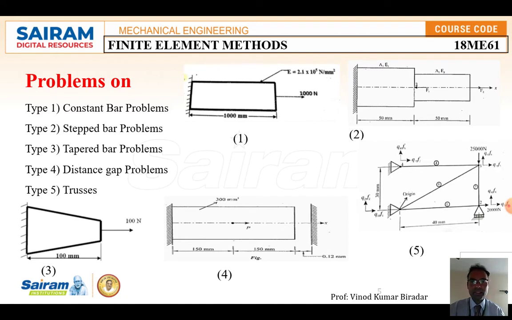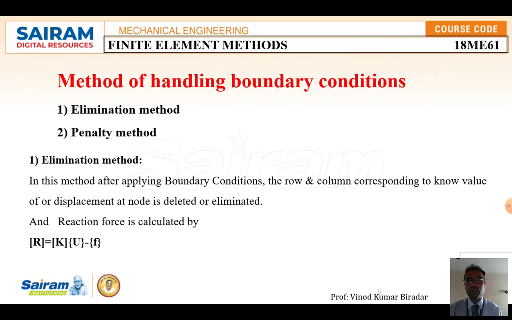In the examination they may ask you for any one method. If nothing is mentioned, you can solve with any one method. Compared to both, the elimination method is very simple. You just delete the respective row and column wherever fixed nodes are there, and you get the displacement, stress and strain. These are the methods of handling boundary conditions. What are boundary conditions? They are the constraints. Without them we cannot solve anything.